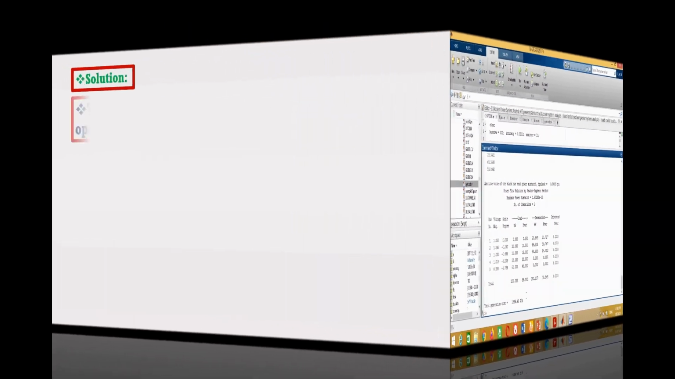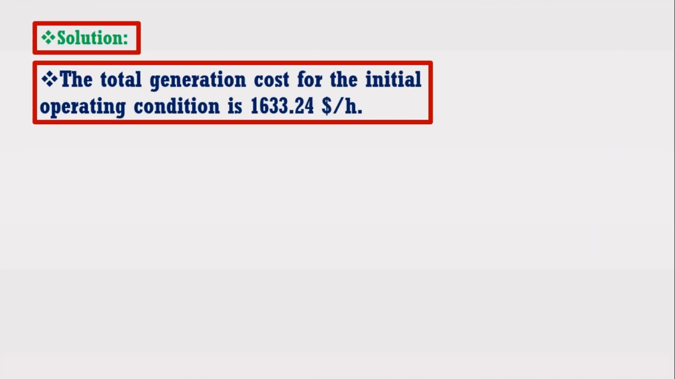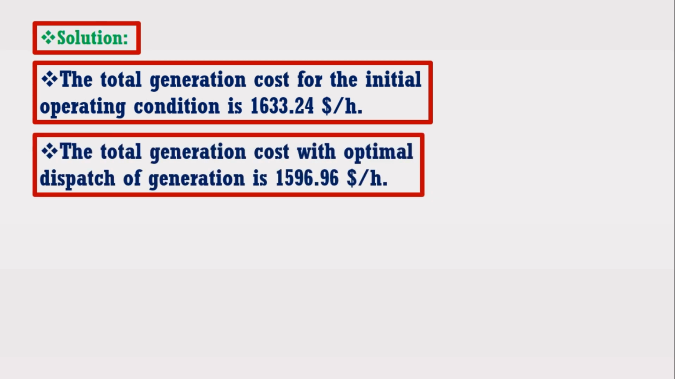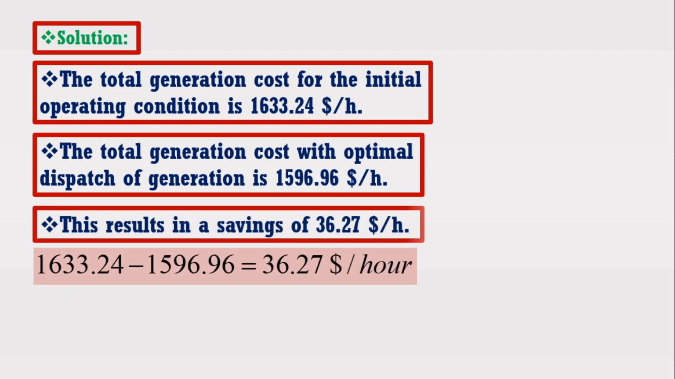Let's compare the total generation cost for this power system. It may be noted that the total generation cost for the initial operating condition is $1,633.24 per hour, whereas the total generation cost with the optimal dispatch of generation is $1,596.96 per hour. This results in a saving of $36.27 per hour.